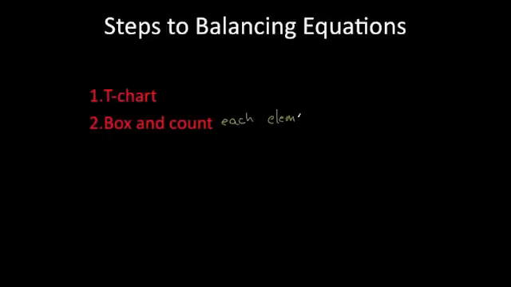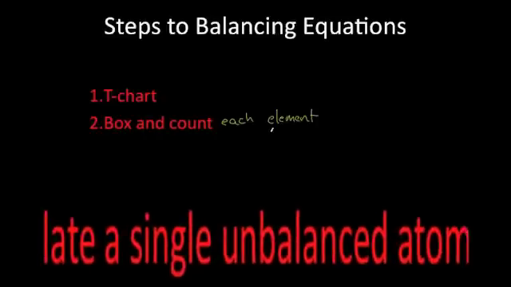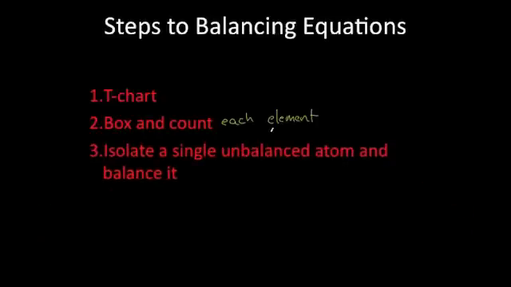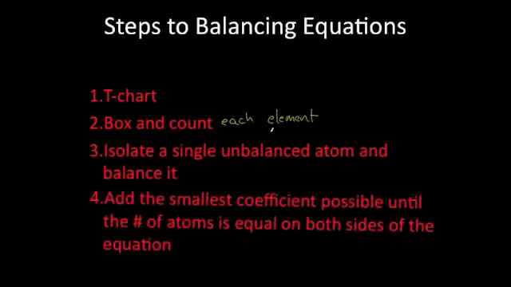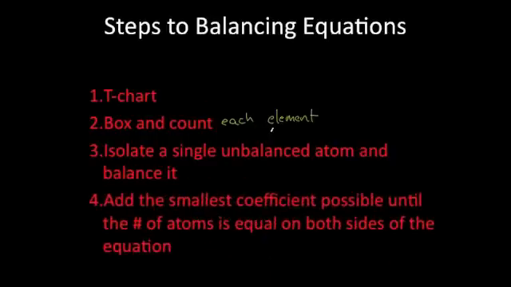So just to recap, the steps to balancing an equation. 1, set up the T-chart. 2, box and count each element. Okay, each atom. 3, isolate a single unbalanced atom and balance it. And then add the smallest coefficient possible until the number of atoms is equal on both sides of the equation.